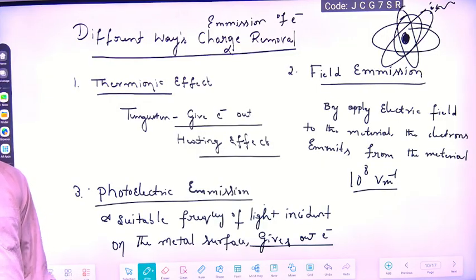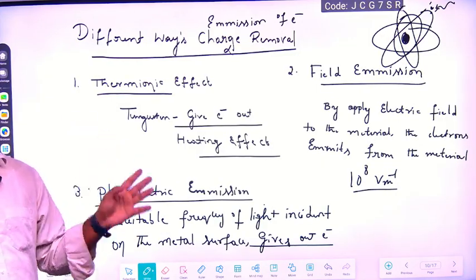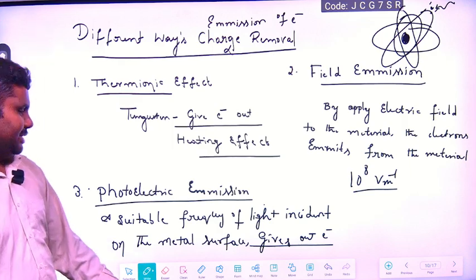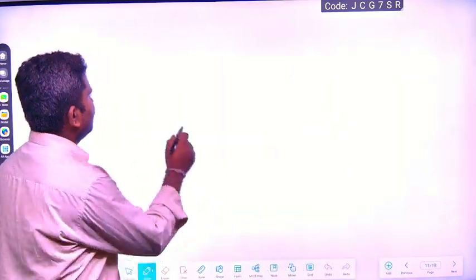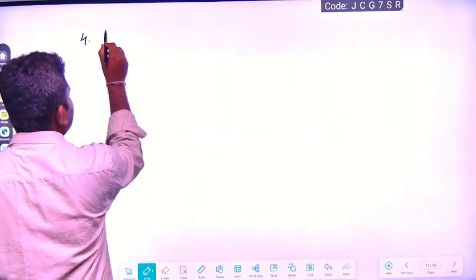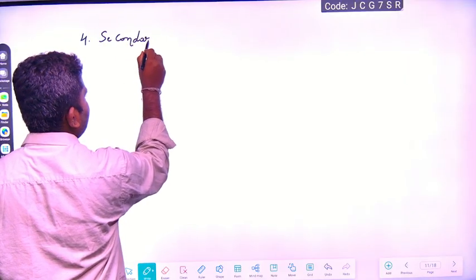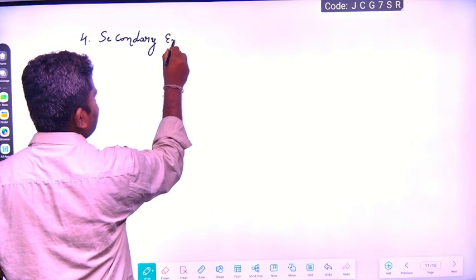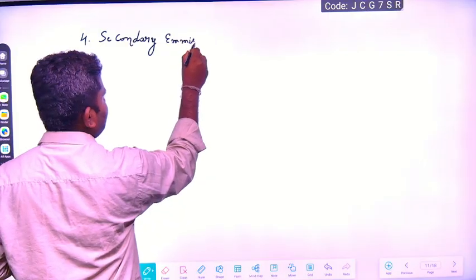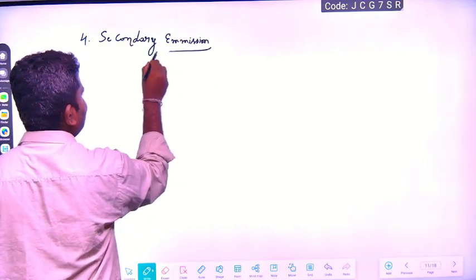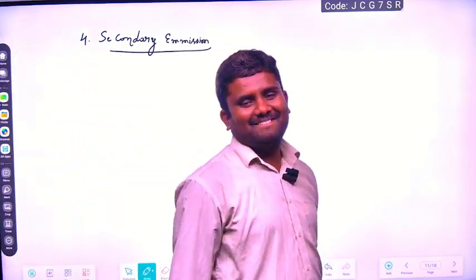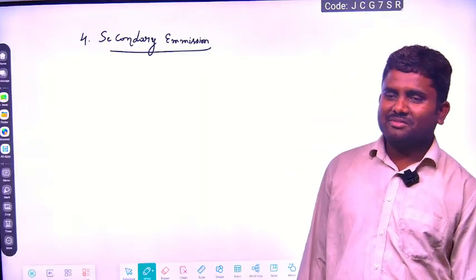Understood? What are the three ways? There is one more way, a fourth way, that I will do: secondary emission. What is this secondary emission? Do you know?